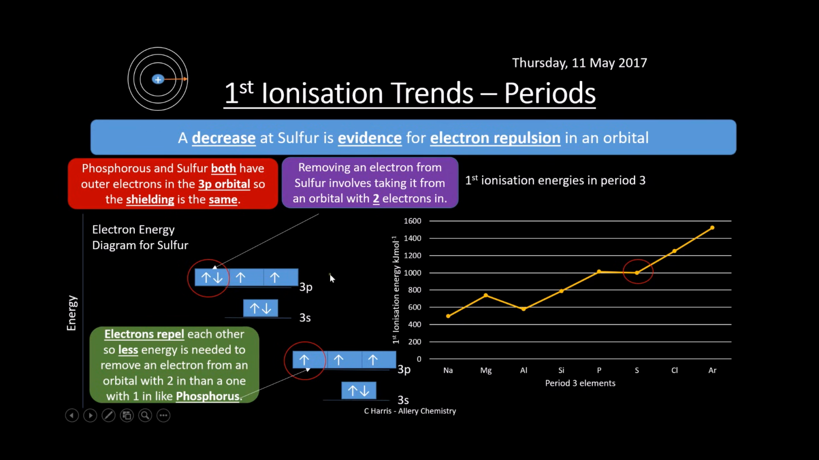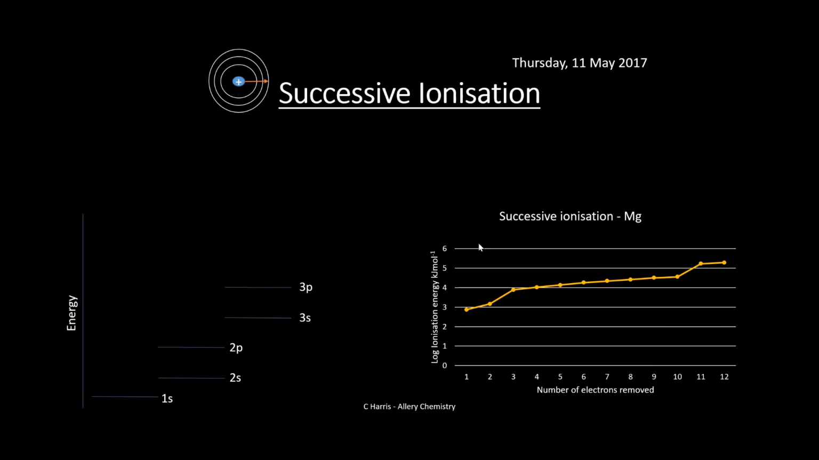When you remove this electron, it drops marginally at sulfur, and then it starts to increase again from chlorine and argon because of the increasing number of protons. Okay, make sure you can explain that. It's all about electron repulsion for sulfur. Okay, similar trend for period 2 as well. I think you get the idea. Right, successive ionizations.